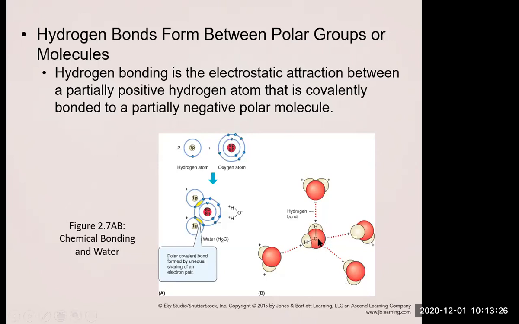So we can see here that the oxygen is more electronegative, so we have more of a negative pull towards the oxygen and then slightly more positive towards the hydrogens.